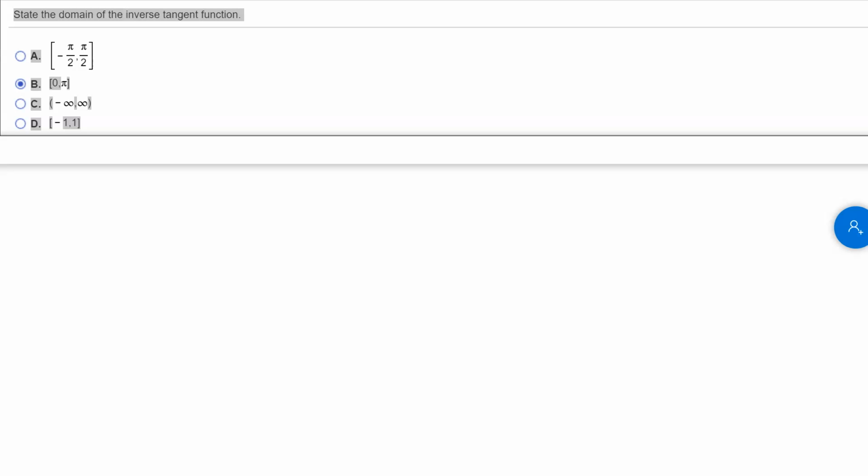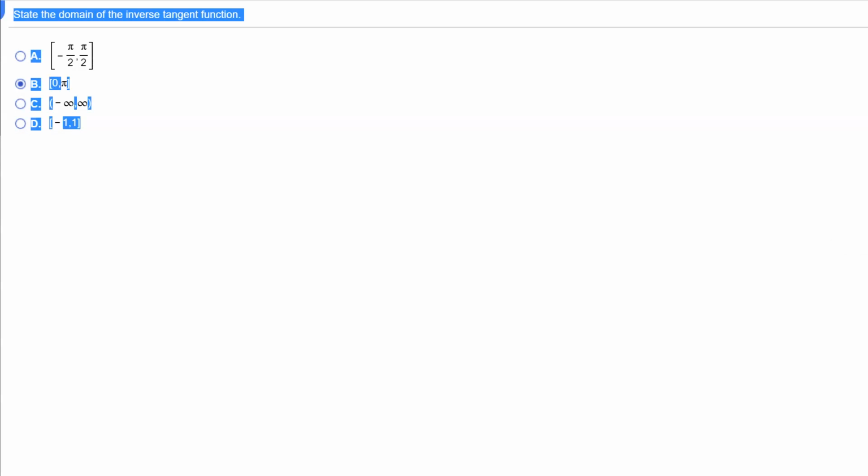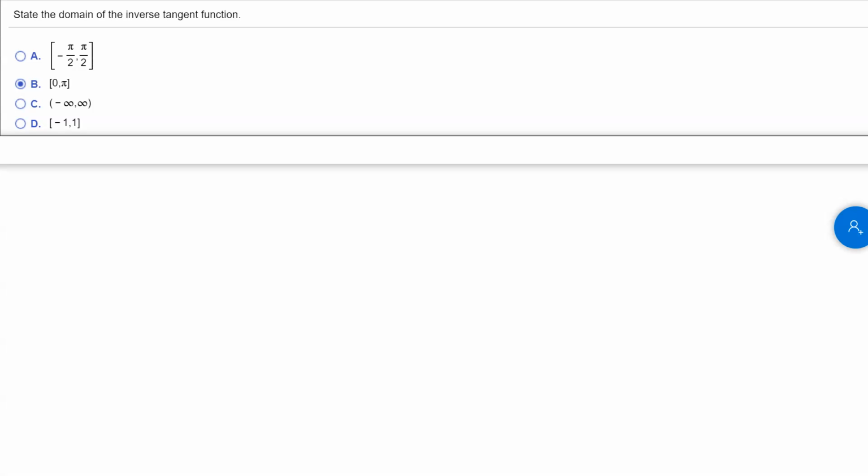All right, hey guys. I just want to go over this quiz with you really quick and kind of show you how to do these problems. So the first one we have, sorry, it's highlighted, is state the domain of.